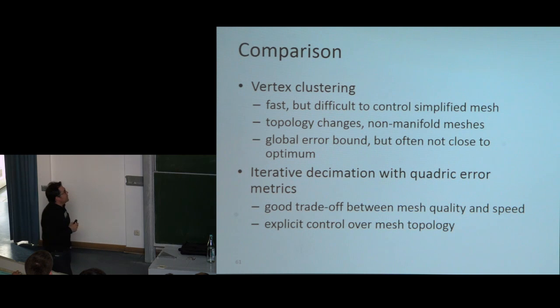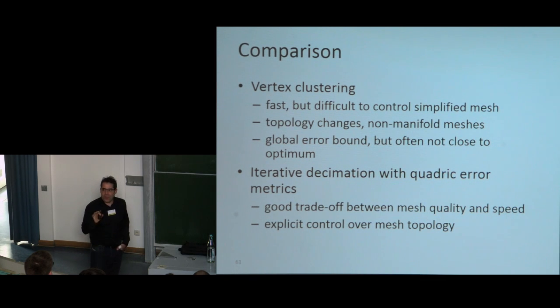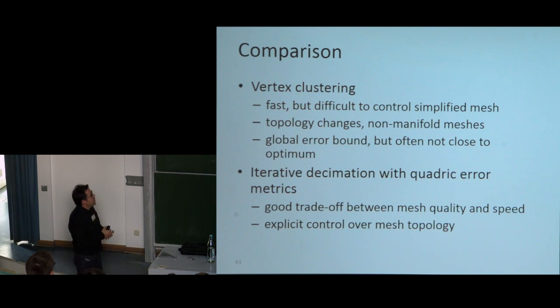So if we compare, vertex clustering very often is extremely fast, but it's often difficult to have some control. You have degrees of freedom, like I mentioned, in the way you proceed with clustering. We allow topology changes. You can have some global error bound, but you are often far from the optimum.